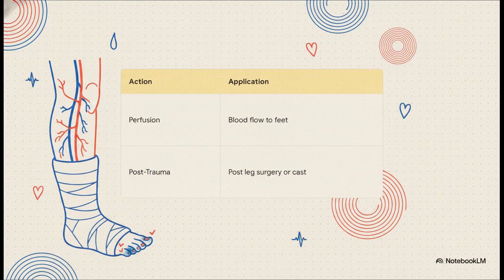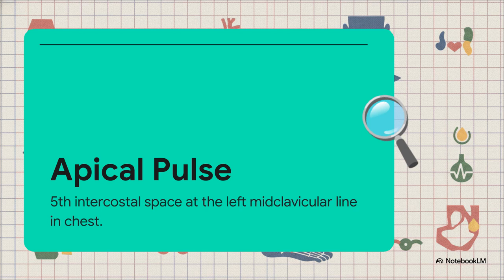And this brilliantly illustrates how we verify that the very ends of our circulatory system are working properly. We check here to assess general perfusion, which is just a fancy word for blood flow, to the feet. Importantly, this is the primary spot checked after leg surgery, major trauma, or the application of a leg cast. We have to make sure the swelling or the cast itself isn't too tight and cutting off circulation to the foot.